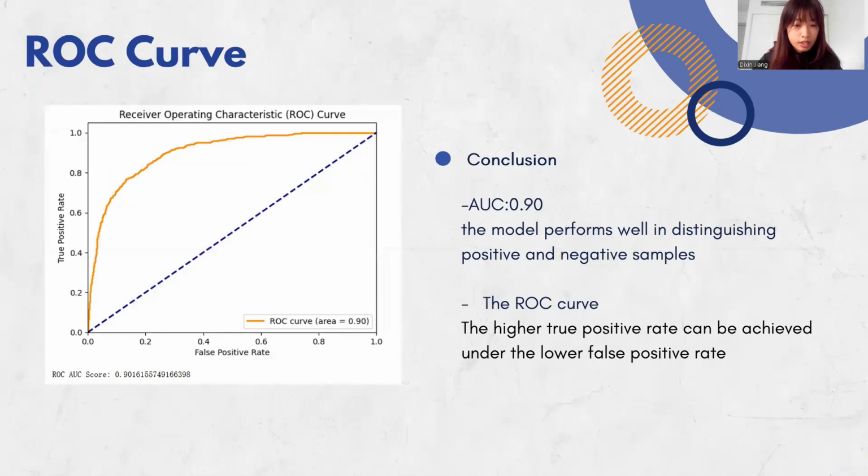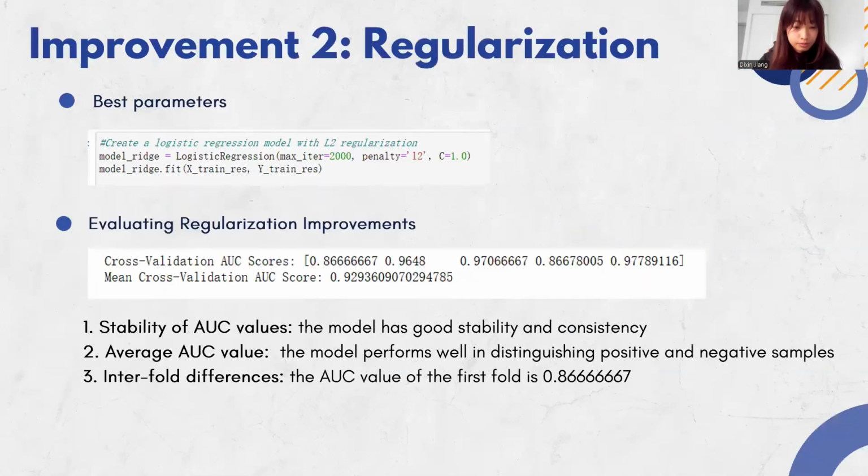And then the ROC curve and AUC score validate our improvements. The AUC score is 0.90, demonstrating strong classification ability. The ROC curve indicates that the model can achieve a higher true positive rate with a lower false positive rate.